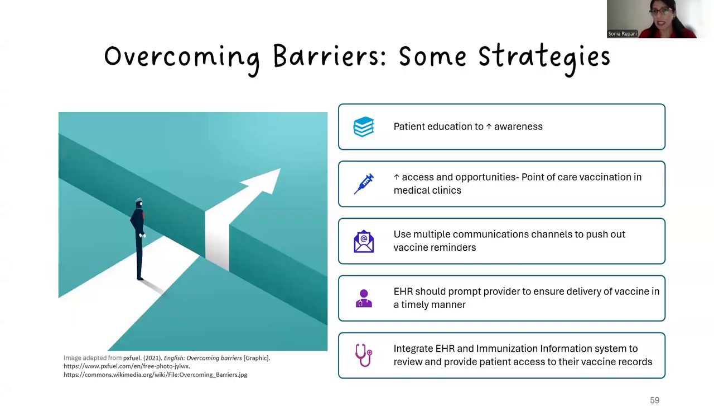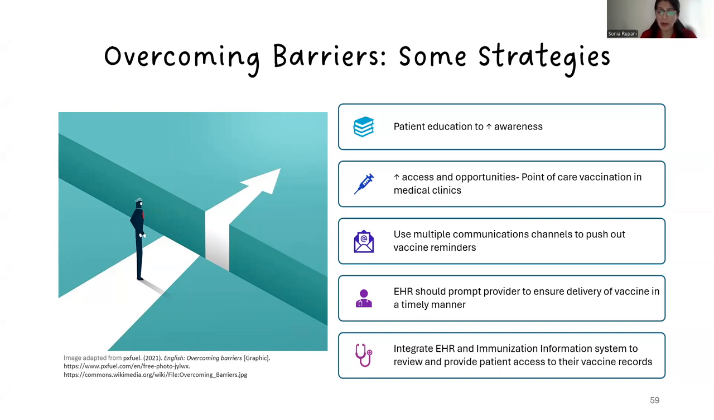How do we overcome some barriers? Patient education is going to be big. Increase the awareness, increase opportunities and access to getting this vaccine. So point of care vaccination in medical clinics would be helpful. Using more communication channels to remind them about their vaccine, sending messages like, hey, it's time for your second dose, or it's time to get your first dose.